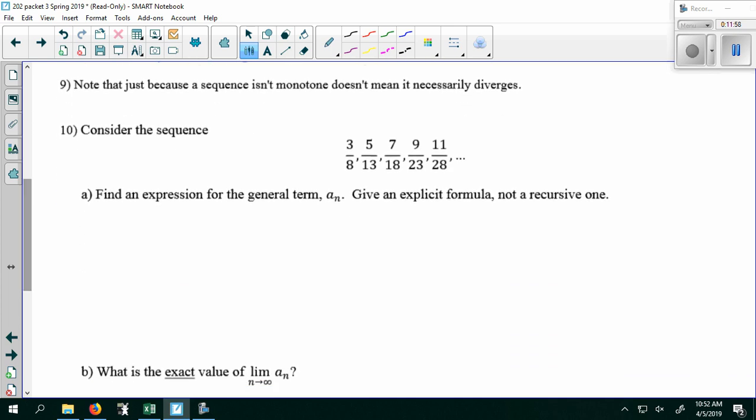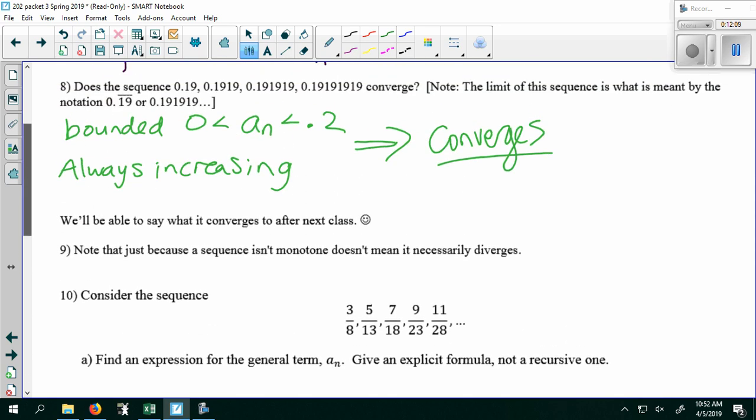Okay, but you should keep in mind that just because a sequence is not monotone does not mean that it diverges. It might still converge. No, I didn't say that 0.19 repeating is less than 0.2. I said that every term in the sequence is less than 0.2. And 0.9 repeating, if you did a sequence of 0.9, 0.99, 0.999, that's infinite. Every term in the sequence is less than 1, but the sequence converges to 1.